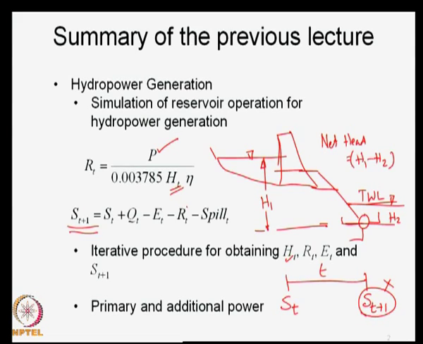In addition, we introduced the concept of primary as well as secondary power. Recall that we also defined the firm power and the secondary power, both in the case of run of the river system as well as in the case of reservoir systems. So, the firm power is the power that is available with 100% reliability. This is in fact the minimum power that can be generated for a given hydrology and at a particular site with the turbine capacity fixed and so on. So, that is the minimum power that can be produced.